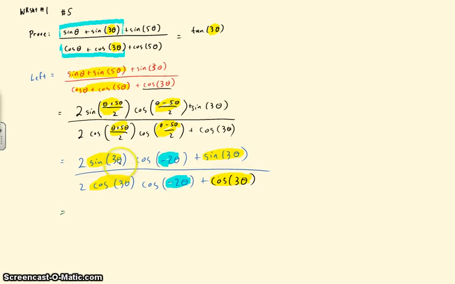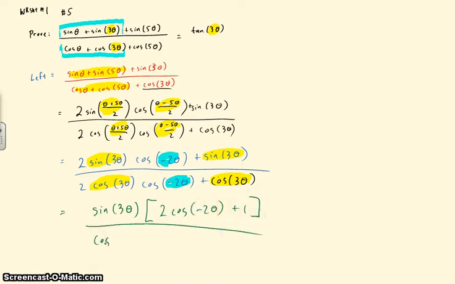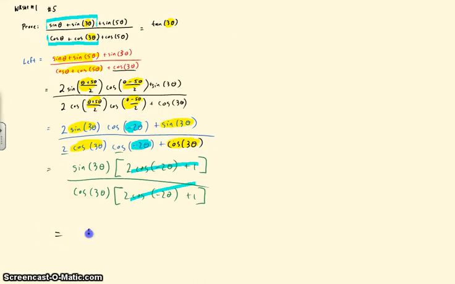Okay, so factor out of the top a sine of 3 theta. I am left with 2 cosine of the opposite of 2 theta plus 1. And on the bottom, I'm left with the cosine of 3 theta times, well, look at this. Again, I get 2 cosine of the opposite of 2 theta plus 1. These things cancel, they divide out, and I am left with the sine of 3 theta over the cosine of 3 theta, which is exactly what I want. It's tangent of 3 theta, which is equal to the right. So we've proven it.